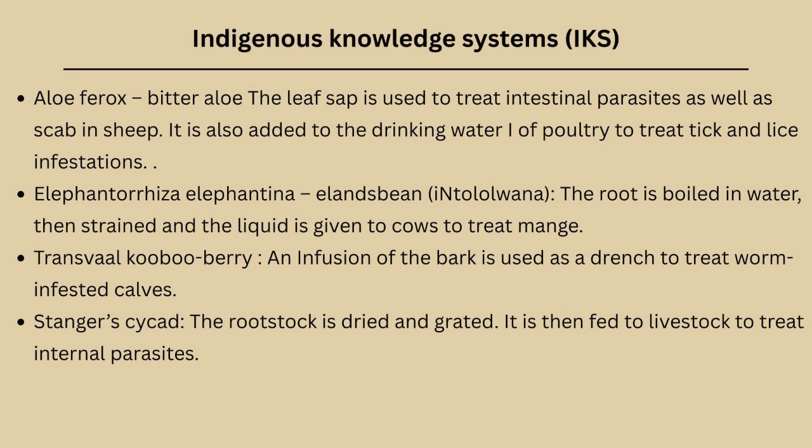Elephantorrhiza elephantina, elephant's root, eland's bean: the root is boiled in water, then strained and the liquid is given to cows to treat mange. Transvaal kububerry: an infusion of the bark is used as a drench to treat worm-infested calves. Stangeria cycad: the rootstock is dried and grated. It is then fed to livestock to treat internal parasites.